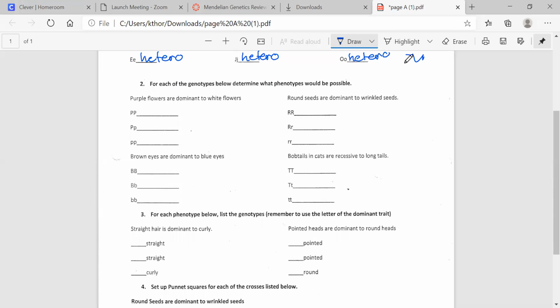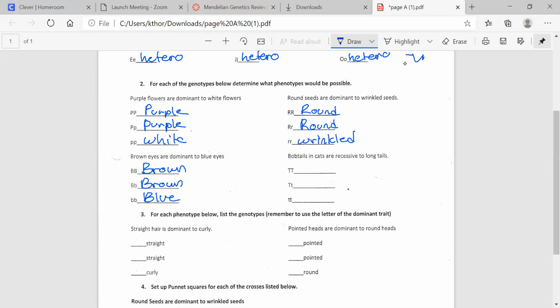Purple flowers are dominant to white. So this would be purple, purple, white. Round seeds are dominant to wrinkled seeds. Round, round, wrinkled. So this is displaying a dominant pattern of inheritance. Brown eyes are dominant to blue. Brown, brown, blue.